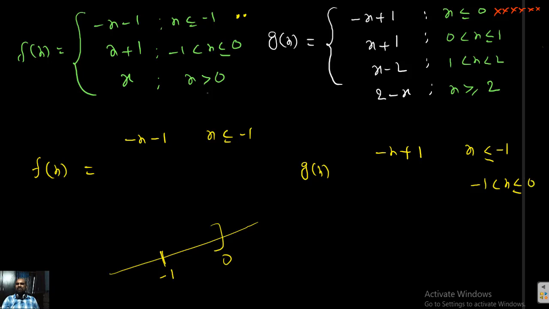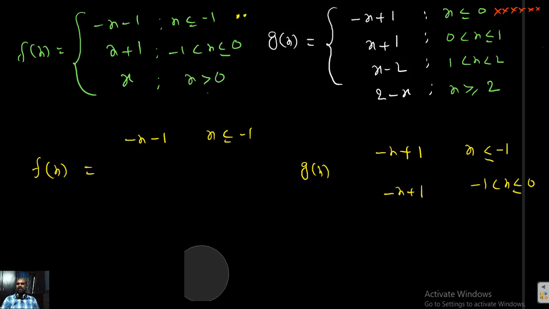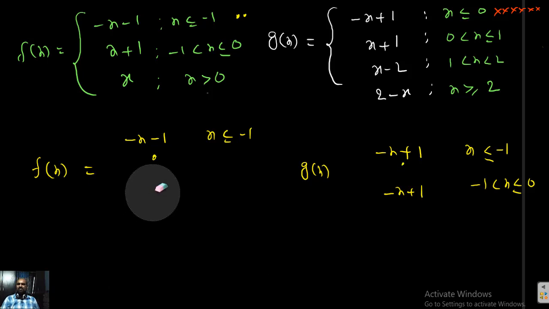The rule is the same. The domain is split into two pieces. Why? Now you can directly add this with this. See, less than minus 1, less than minus 1 only.